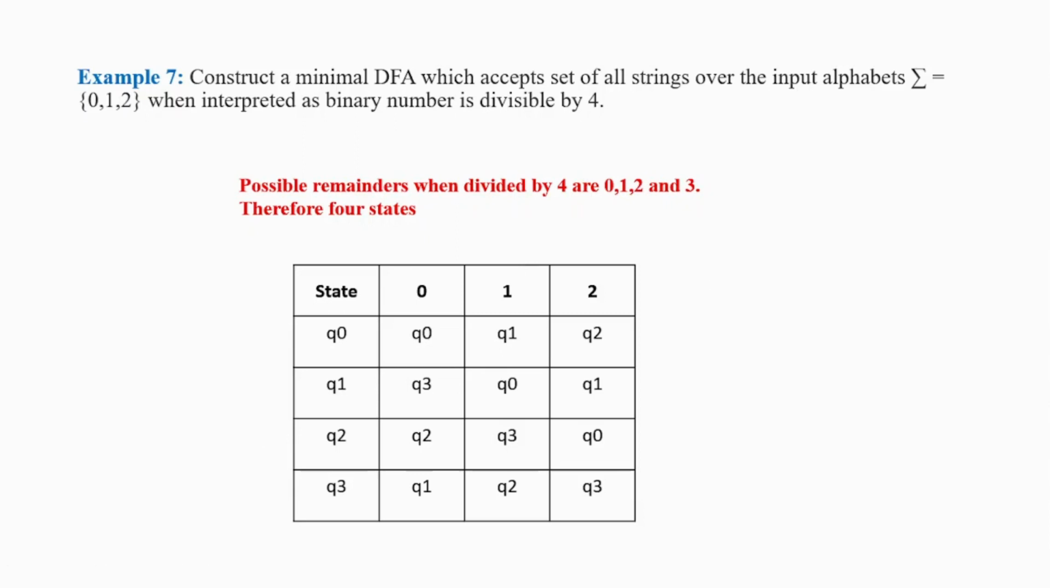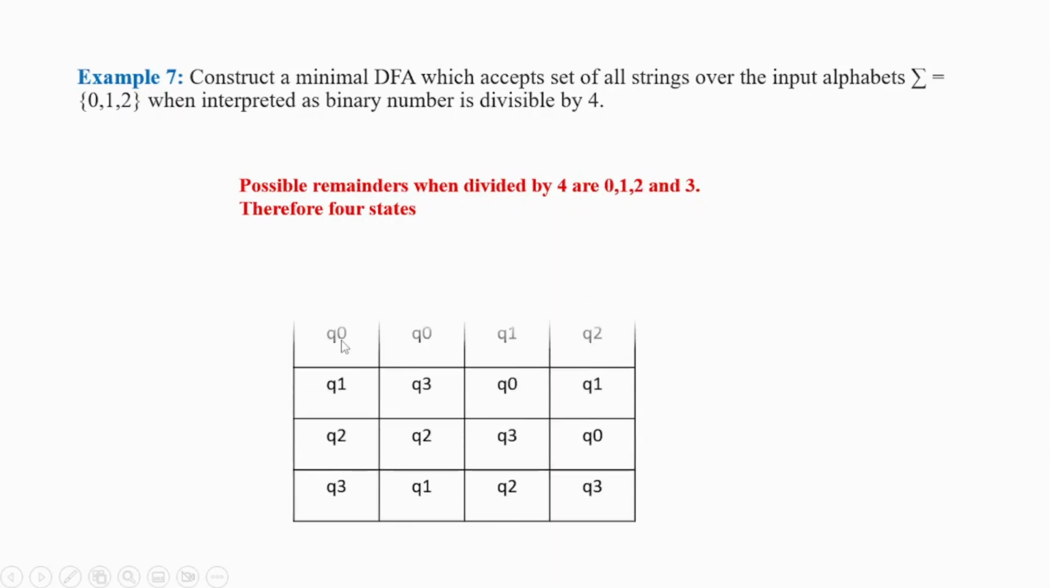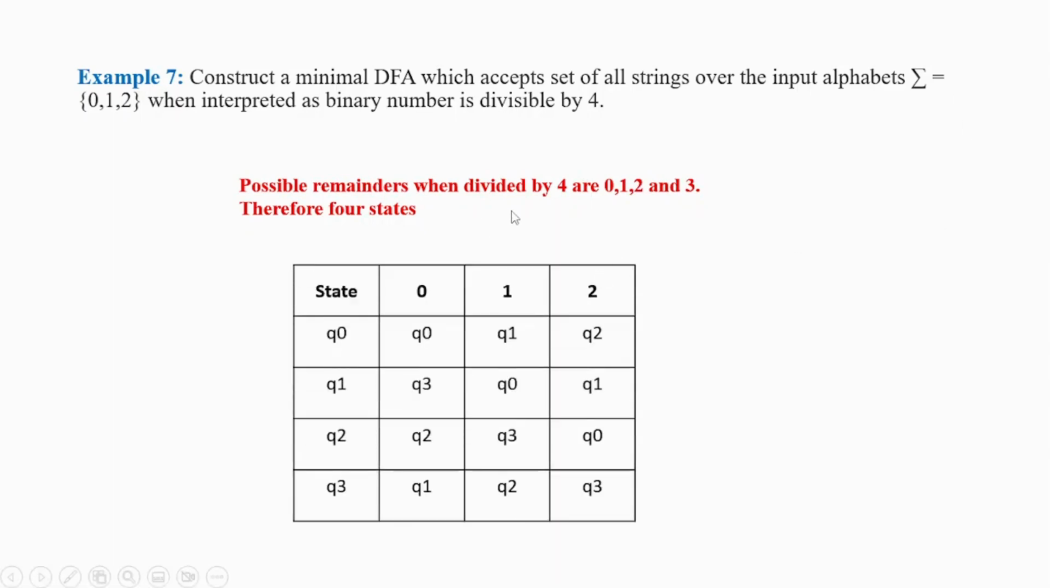If you are not able to understand, if you want to save time, then you can go with this approach. But it is very easy to understand also, right? So always remember one thing, when divisible by 4, write down all the possible remainders 0, 1, 2, 3. So totally 4 states will be present, that is Q0, Q1, Q2, Q3. And write down all the alphabets here. In this case, the alphabet is 0, 1, 2. So write down all the alphabets here and start filling the states one by one.